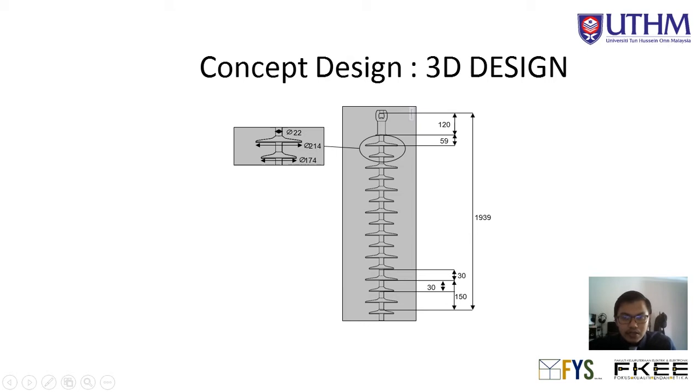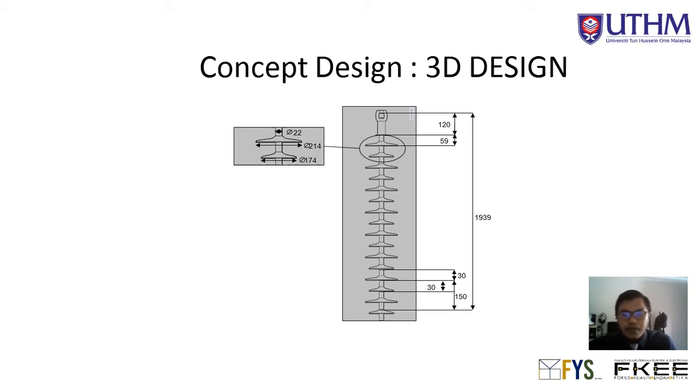So the sizing, as you can see here: the largest disc is 214 diameter, the smaller disc is 174 diameter, and the rod is 22 diameter, which is 11 radius, equal to 11 millimeters. So this is equal to millimeter per unit. You can see here the space between the large and the smaller disc is 30 millimeters.